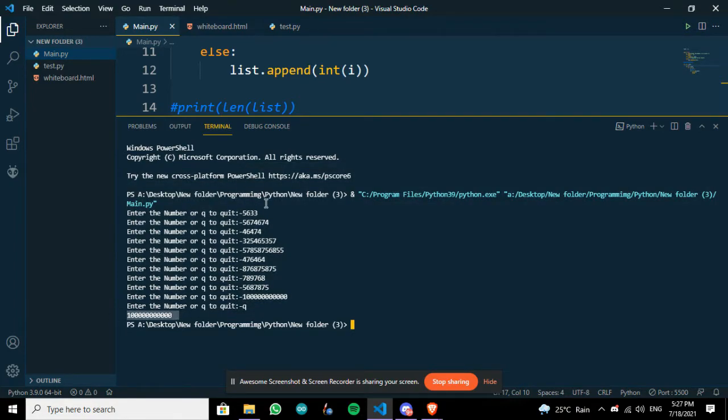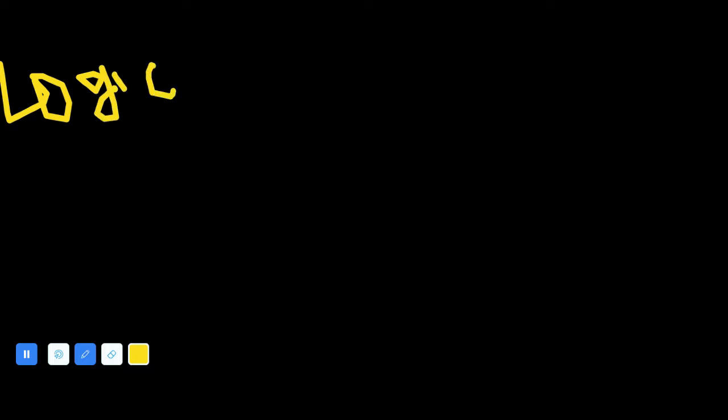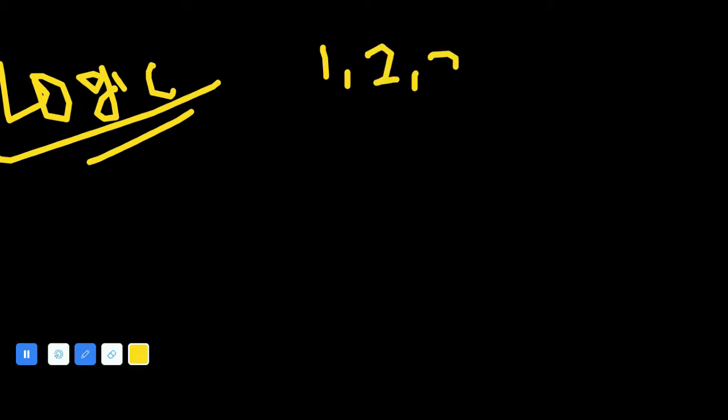So let us try to understand the logic behind this. Okay, so we are on the blackboard and I will try to explain the logic. So let us say we have three numbers, for right now. Let us say 1, 2 and 3, and we have to find the greatest number among these numbers.